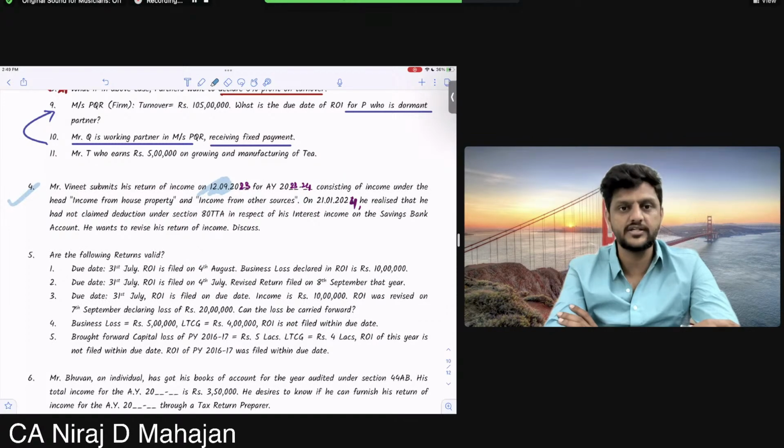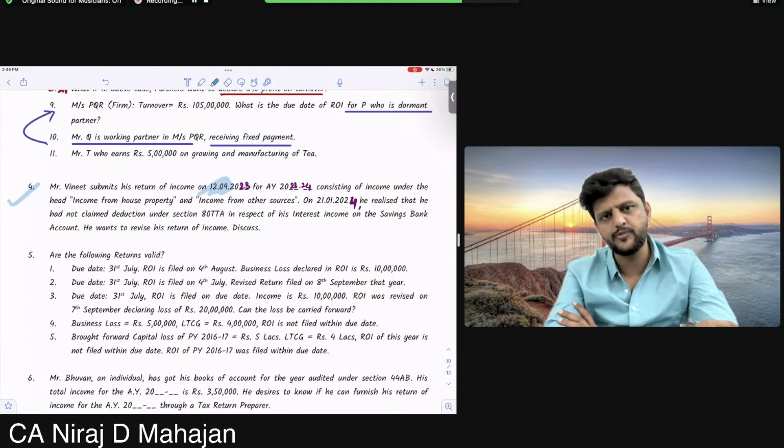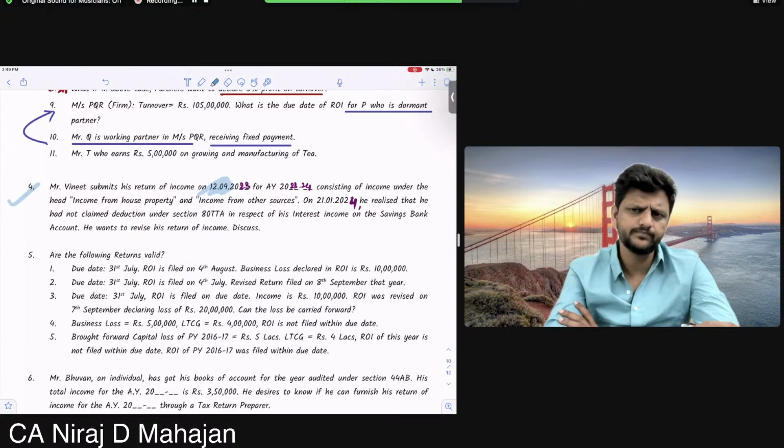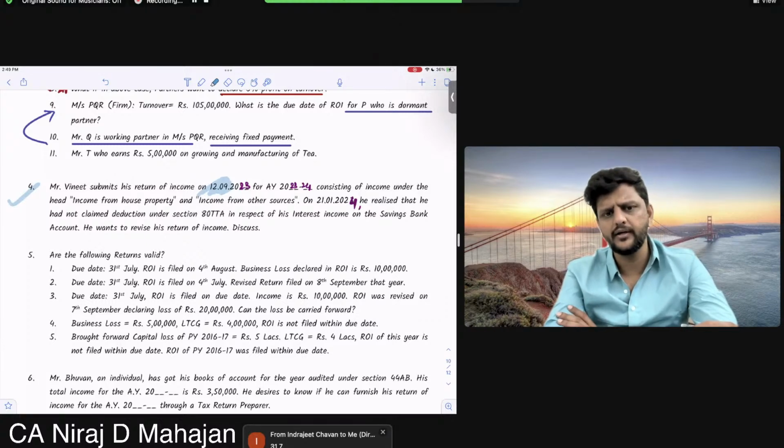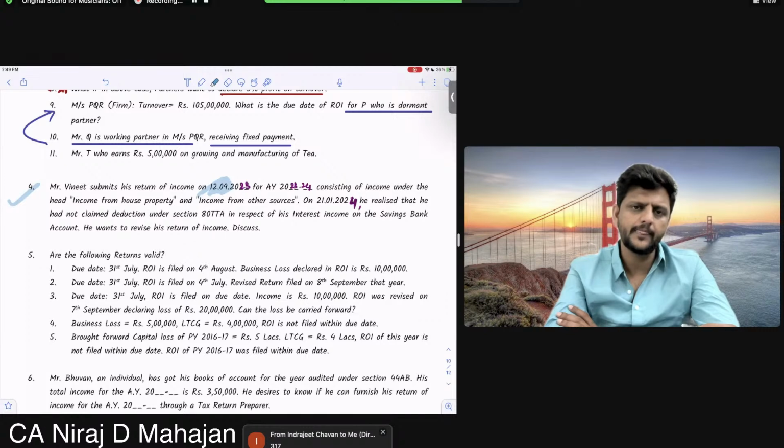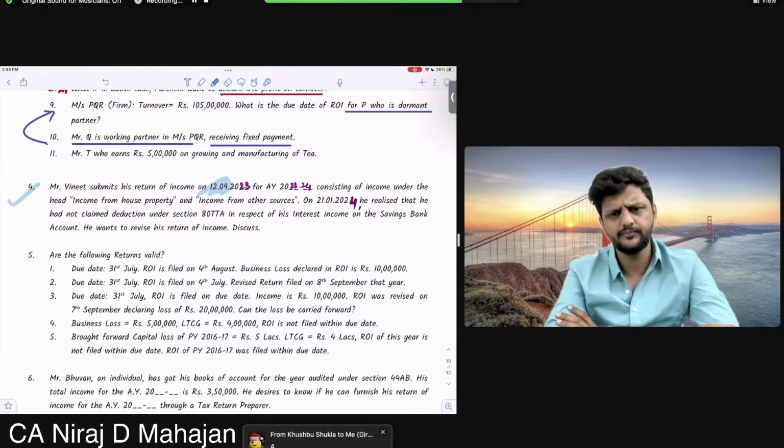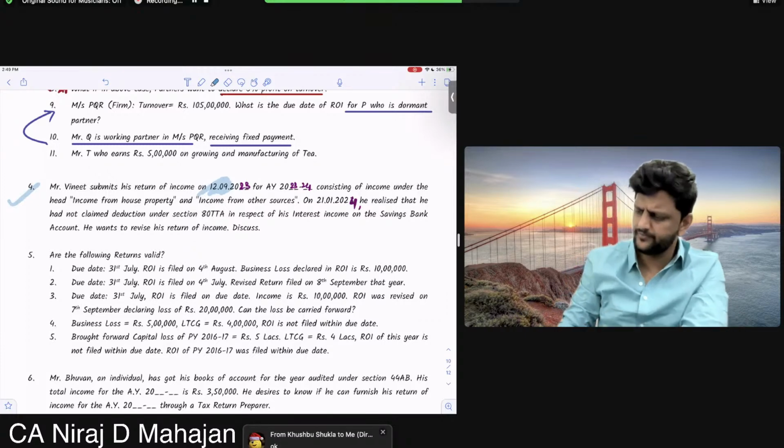When did the assessee file? 12th September. What do you think, bachcho? What due date was applicable for him? He has only HP and IOS. Will he have tax audit? No tax audit. So 31st July. He is filing bachcho after 31st July. That is belated, 139.4. Clear? Very simple this was. Okay, right now.